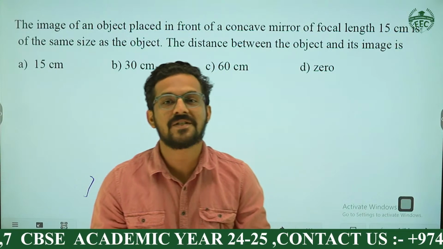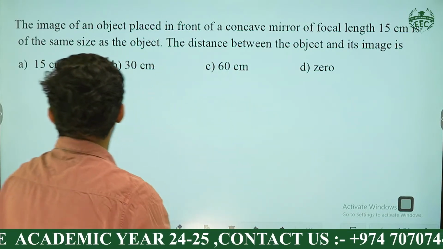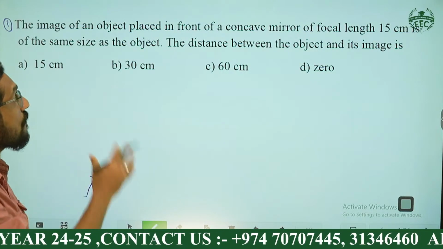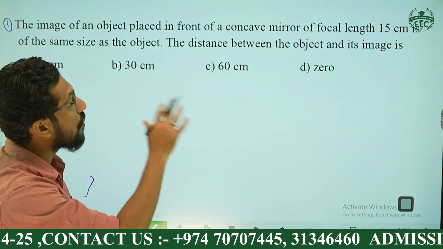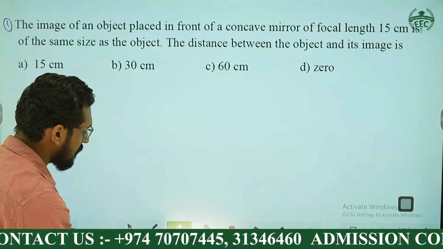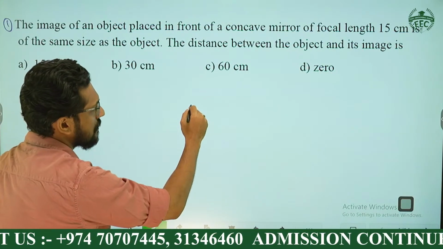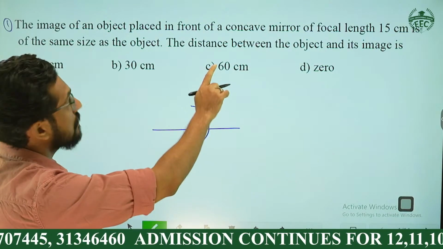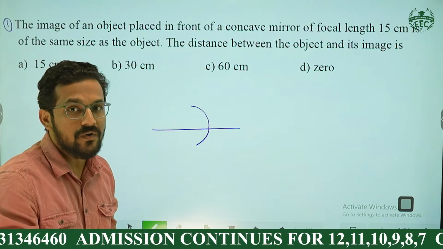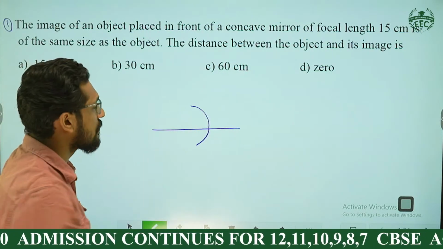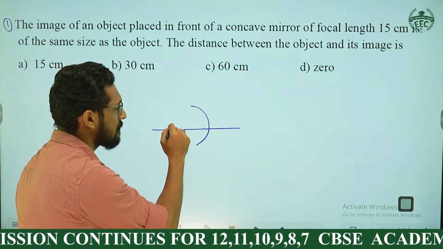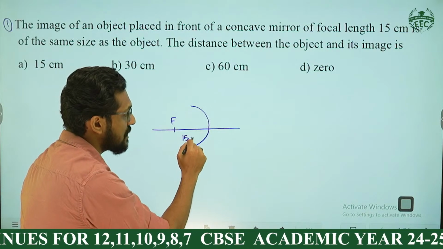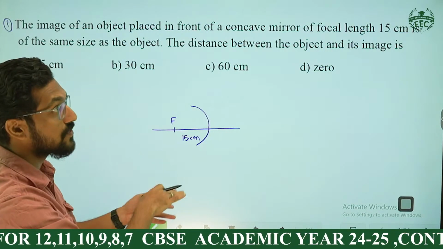We will start with the first question, which is of physics. Just look at the first question. The image of an object is placed in front of a concave mirror. What is this mirror? A concave mirror, I will just draw it here. The object is placed in front of it, and the focal length is given as 15 centimeter, in front of the mirror.